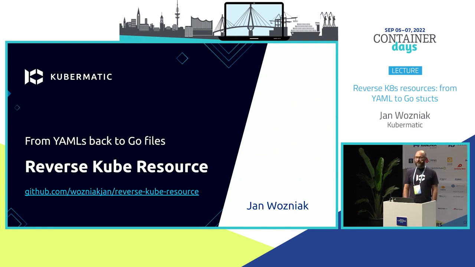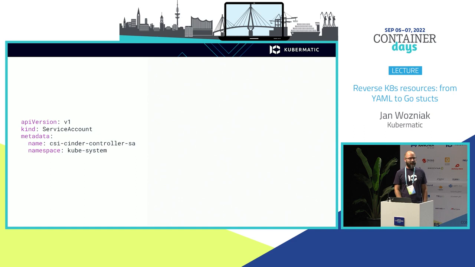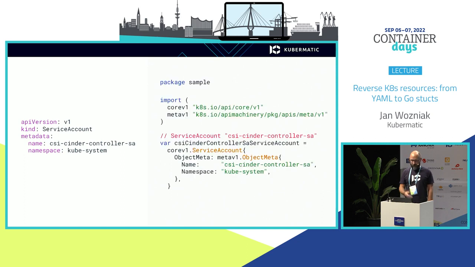Let me give you a little introduction into a little CLI tool that I wrote some time ago. It's called Reverse Kube Resource. It's a little esoteric, geeky kind of a thing. On the input, it takes a service account, in this case, but it could be any Kubernetes resource. And on the output, it converts the YAML into valid, buildable Go with all the properties of the YAML and nothing extra, using the upstream API packages from Kubernetes.